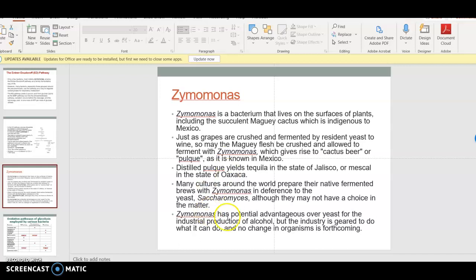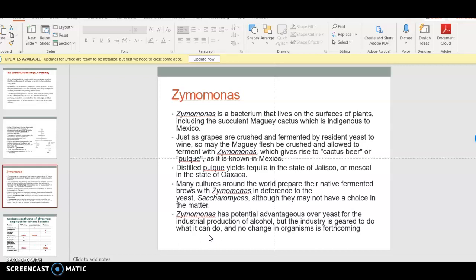using yeast. Okay? As it is said here, Zymomonas has potential advantages over yeast for industrial production of alcohol, but industry is yet to do what it can do. Means that they are doing this one traditionally, so they don't even know why the taste or the flavor can be different, because Zymomonas can produce special flavor.